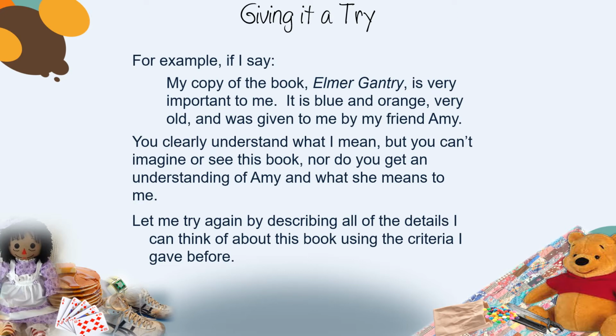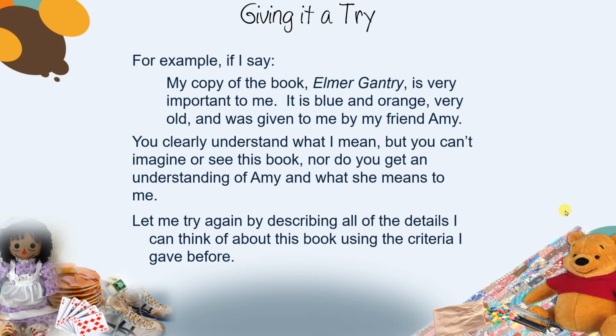So I have this book. If I say my copy of my book, Elmer Gantry, is very important to me. It's blue and orange, very old, and was given to me by my friend Amy. You get it, but do you really imagine or see it? You don't get an understanding of Amy and what she means to me.